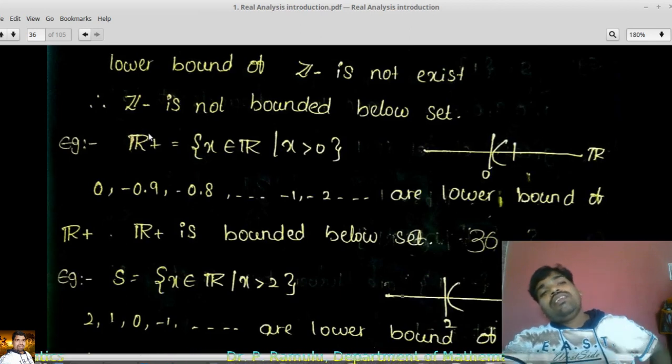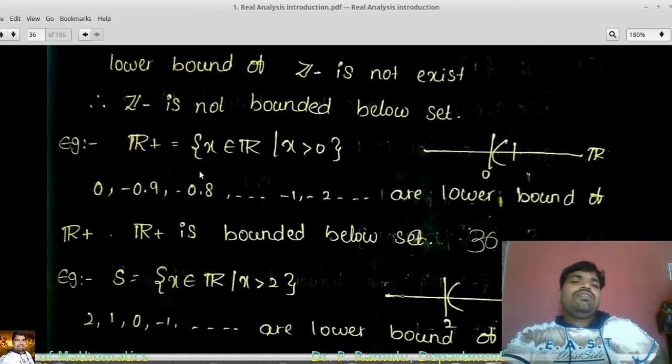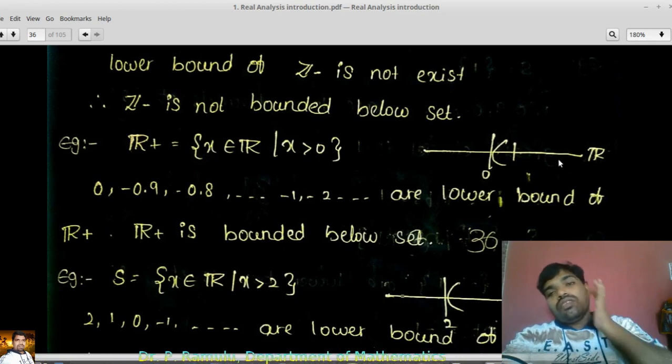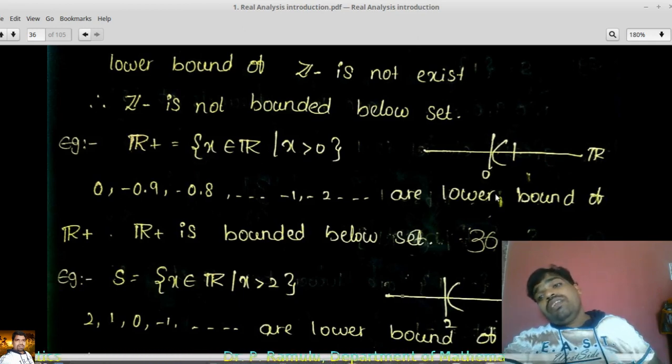If I take another example, R plus, that means X belongs to R such that X is greater than 0. What happens here? If I include 0, this is the set of all elements greater than or equal to 0. So what are the lower bounds? You can take 0 as a lower bound.